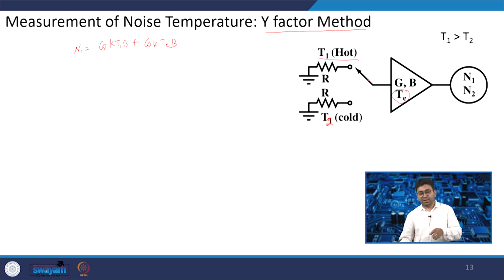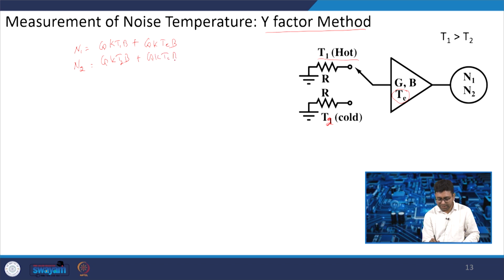Generally, you can also consider that your resistor is in liquid helium or liquid nitrogen, and in the other case it is at a different temperature. Helium and nitrogen have different temperatures. Then there is an output N2, given by G k T2 B plus G k Te B. This is equation 1, and this is equation 2.